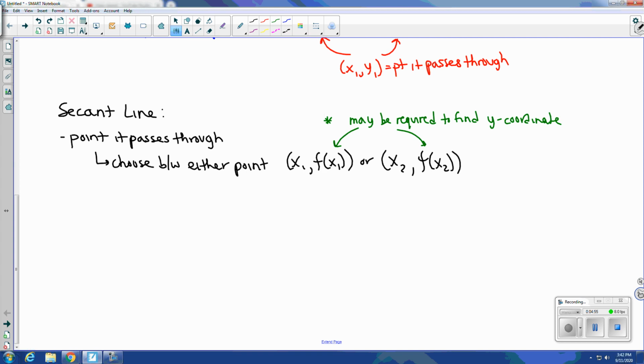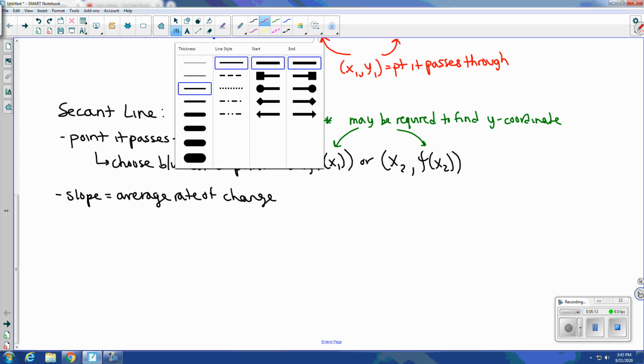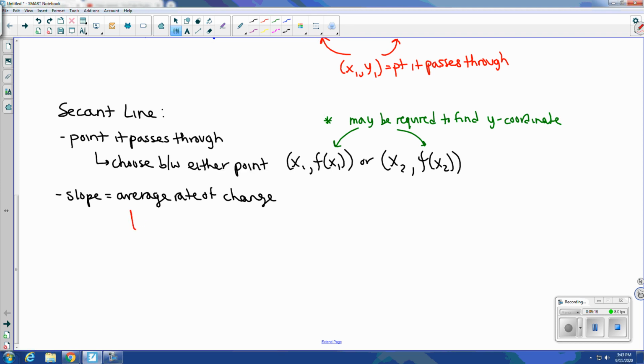Once we determine a point it passes through, we have our choice. The slope will be determined through average rate of change. And how do we determine average rate of change? I'm going to do f of x2 minus f of x1 over x2 minus x1, the change in the y values over the change in the x values of the 2 points that we're given. So that's how you do a secant line.